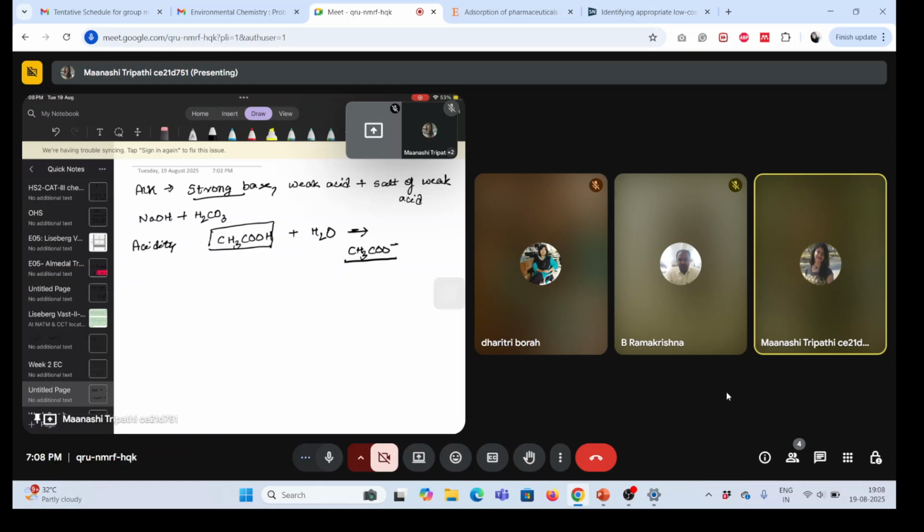So these are different kinds. This is the definition of alkalinity and acidity. This is just the basic definition based on water. There are many different definitions as well, but for now, we'll stick to water.